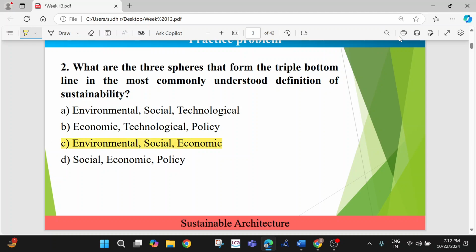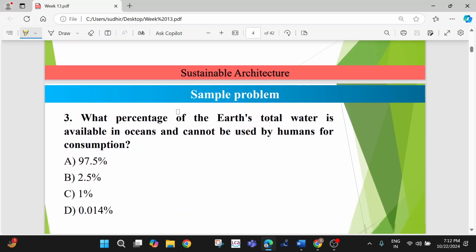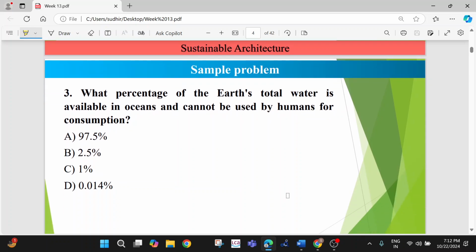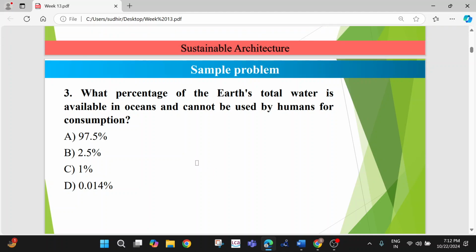Fine. So let's move to the third question then. Here is the third question. What percentage of the Earth's total water is available in oceans and cannot be used by humans for consumption?